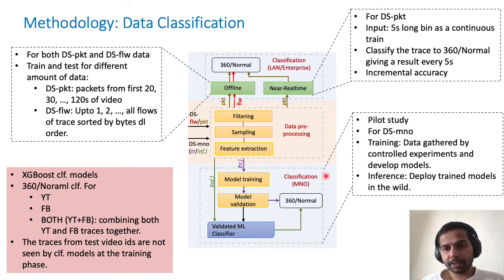For the classification at the mobile network operator level, we apply this classification for the DSMNO dataset, and we first train and develop the models from the data that we gathered using our control experiments, and we aim to deploy these trained models in the wild in our inference phase to see how these 360 and normal video traces are distributed among the users.